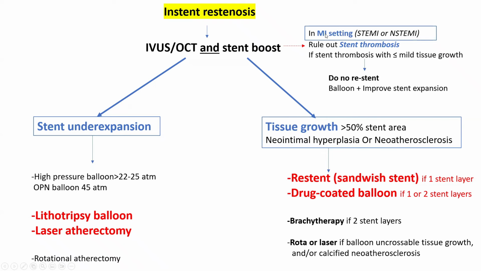So you notice that in pure stent thrombosis or predominant stent thrombosis and in predominant stent under expansion, you do not need to restent and you do not need DCB. The DCB and restenting are for major tissue growth, which can at times be associated with stent under expansion or stent thrombosis. So that's the only category that needs a stent and DCB.